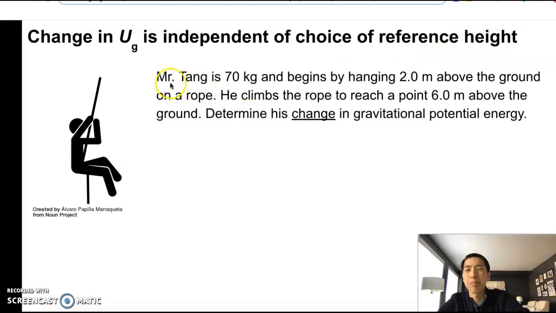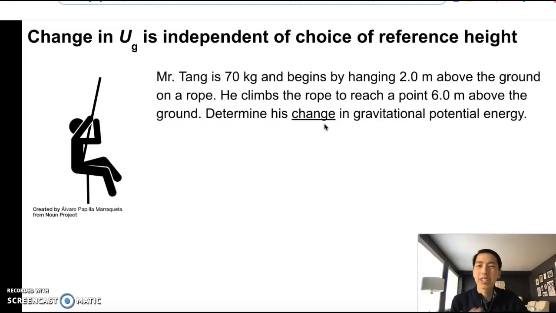So in this example here, Mr. Tang is 70 kilograms and begins by hanging 2 meters above the ground on a rope. He then climbs the rope to reach a point 6 meters above the ground. Determine his change in gravitational potential energy. So I started with some kind of gravitational potential energy, or U, and then I ended with a different amount of U. So there was a change there. How much was my change in U?